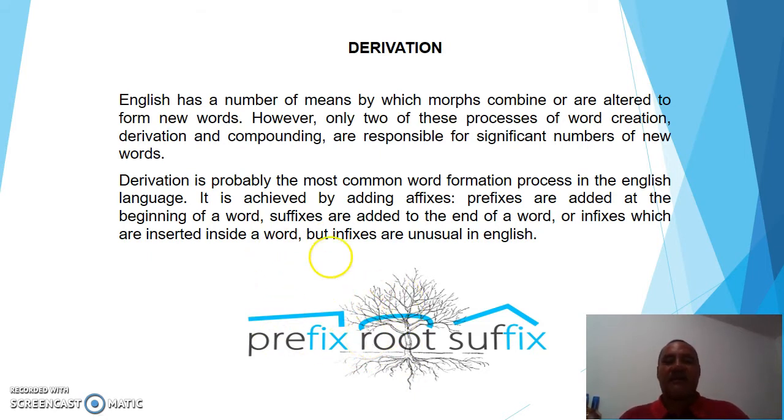As you can see here, there are basically two kinds of affixes in English. We have prefixes, which are added before the root, the stem or base word, and suffixes, which are added at the end of the stem or base word. We also have other kinds of affixes called infixes, which are inserted inside a word, but in English they are not very common.